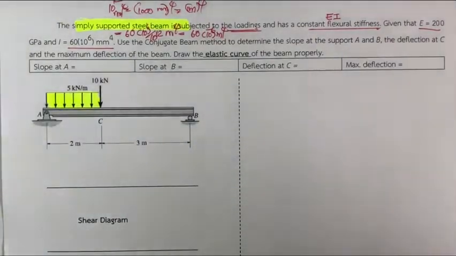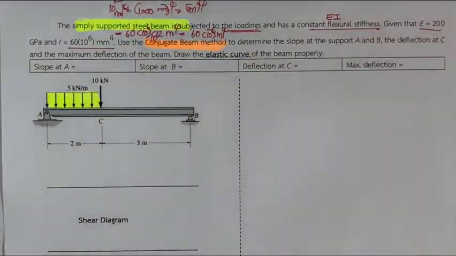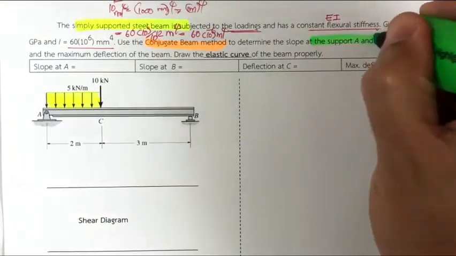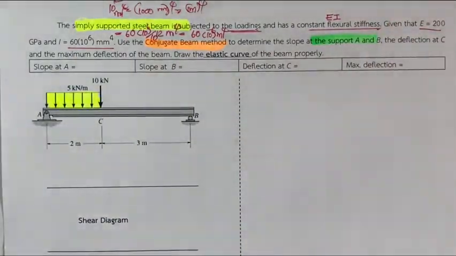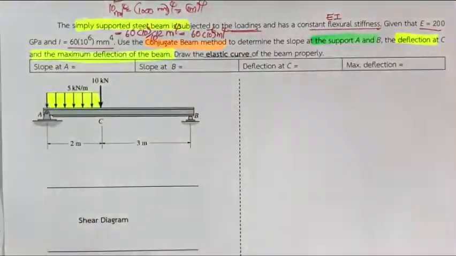And then they ask us to use the conjugate beam method to determine the slope at A, determine the deflection at C, and also the maximum deflection of the beam.